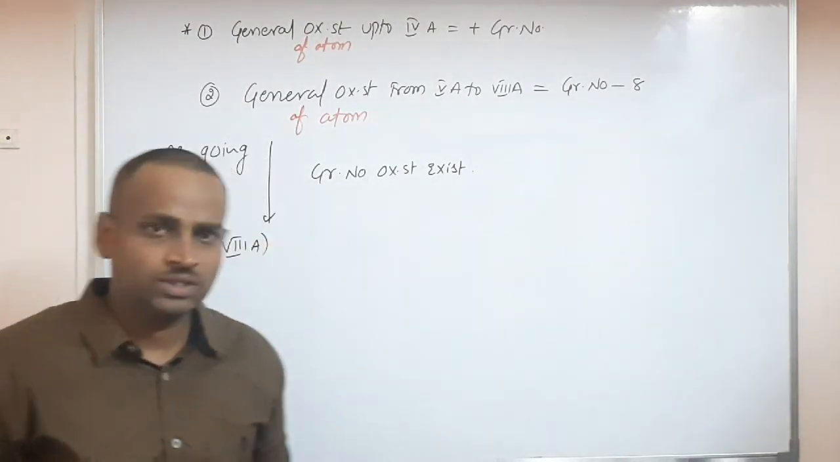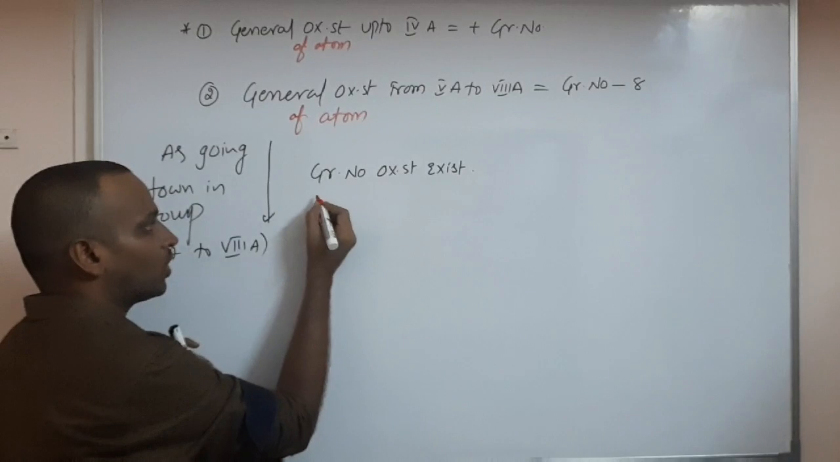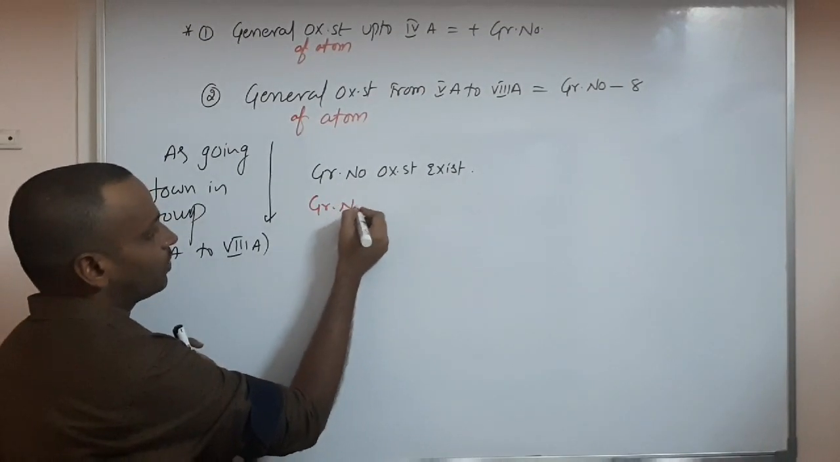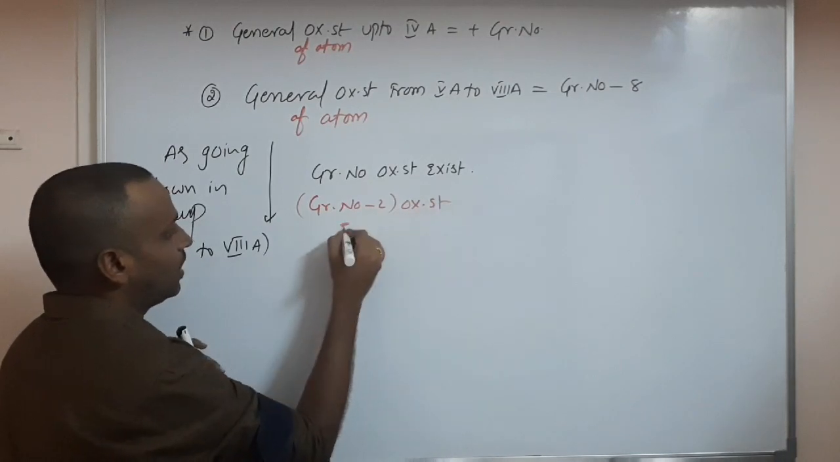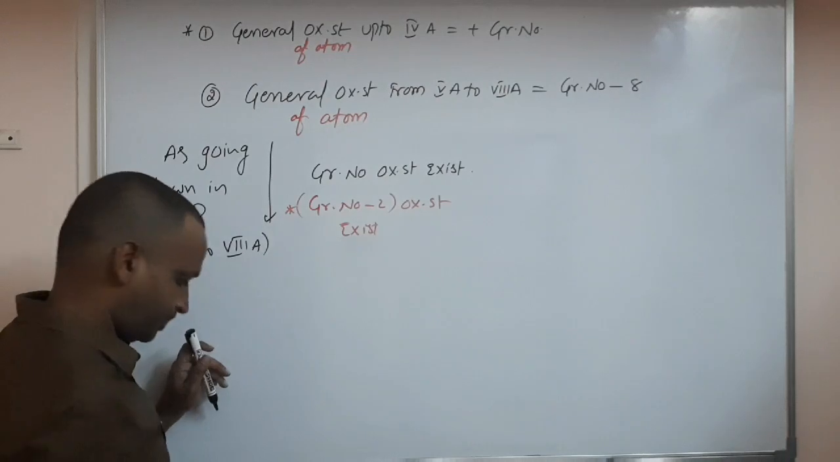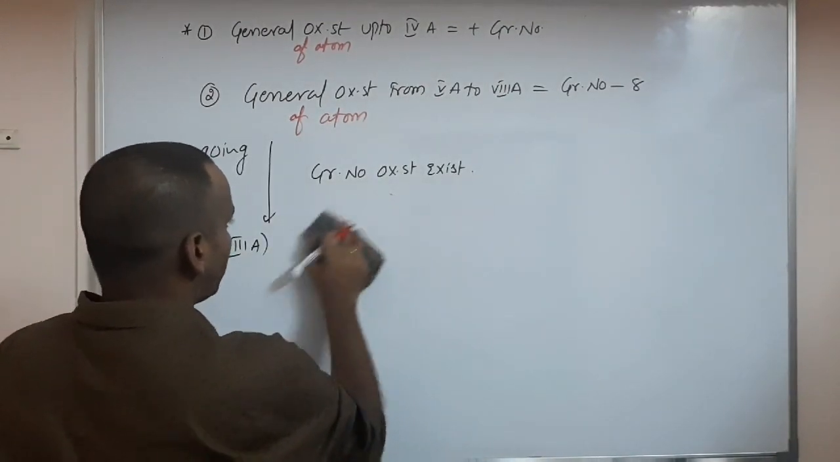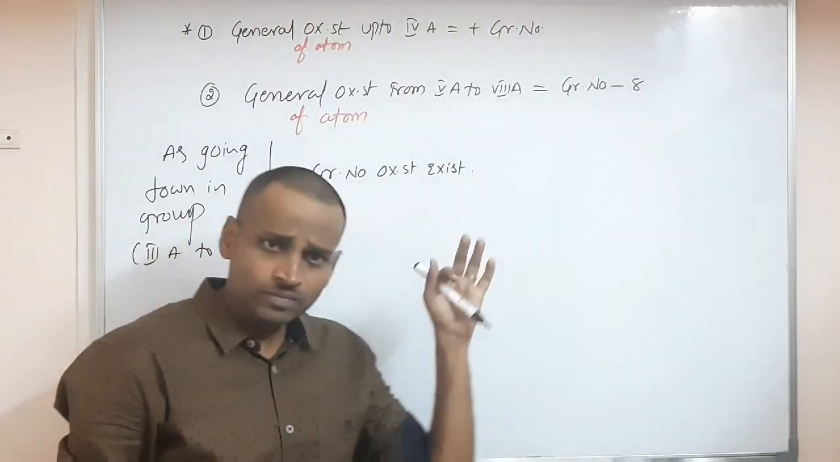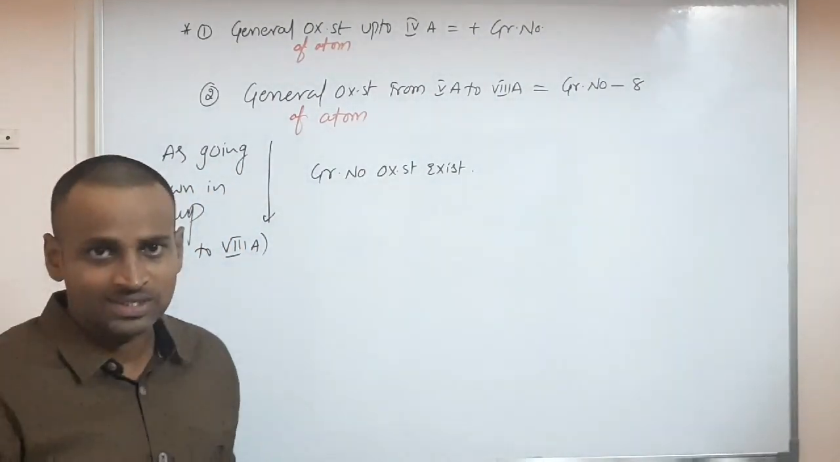Group number oxidation state exists. Of course, group number -2 also exists. One more, group number -2 oxidation state also exists, but forget about this right now. So, as going down from 3rd A to 8th A, every element is exhibiting group number oxidation state.